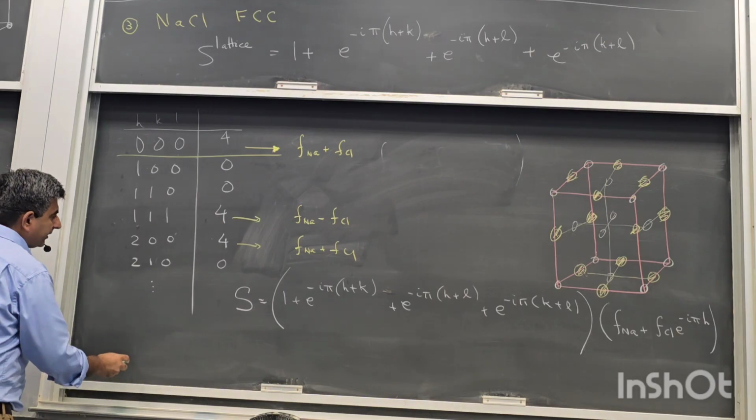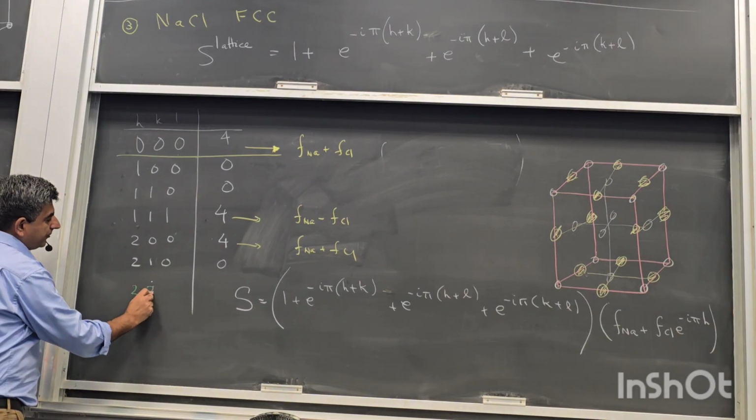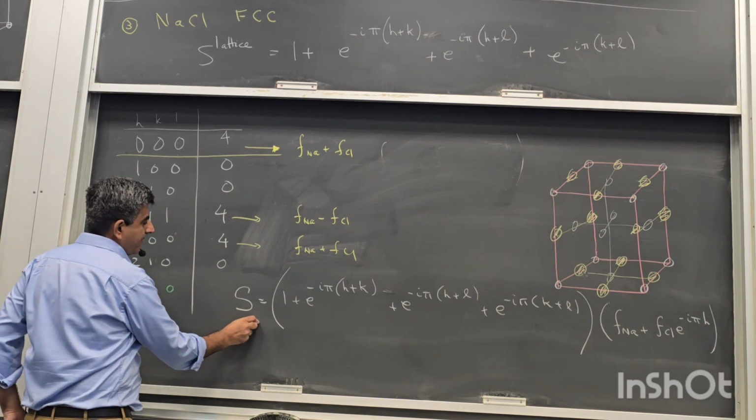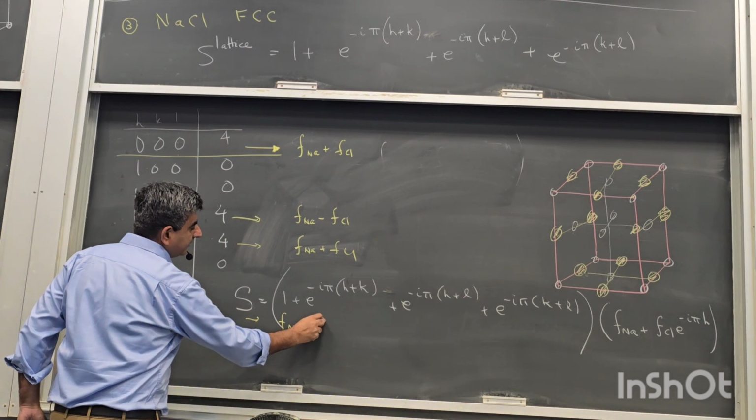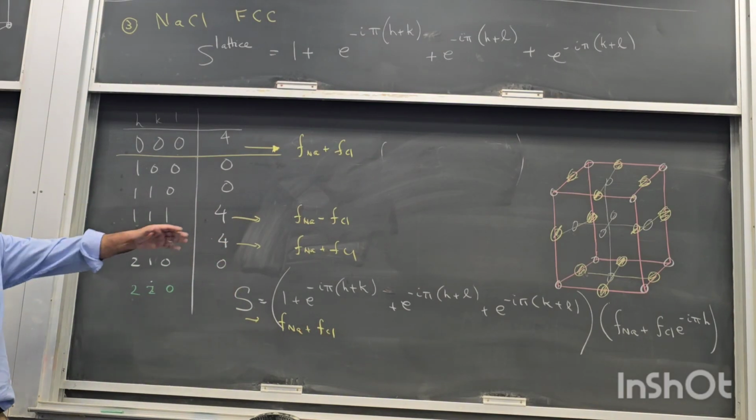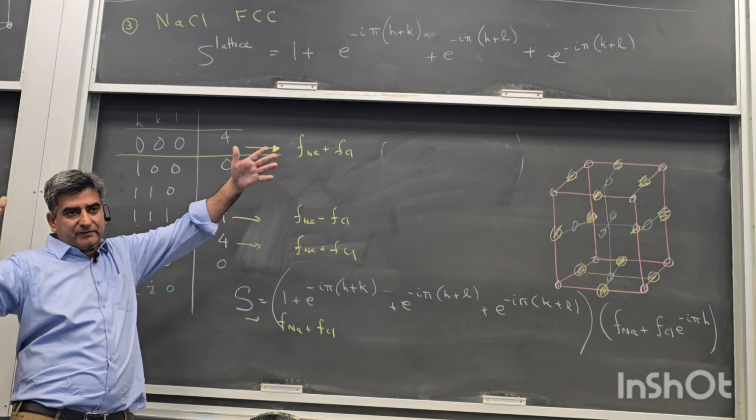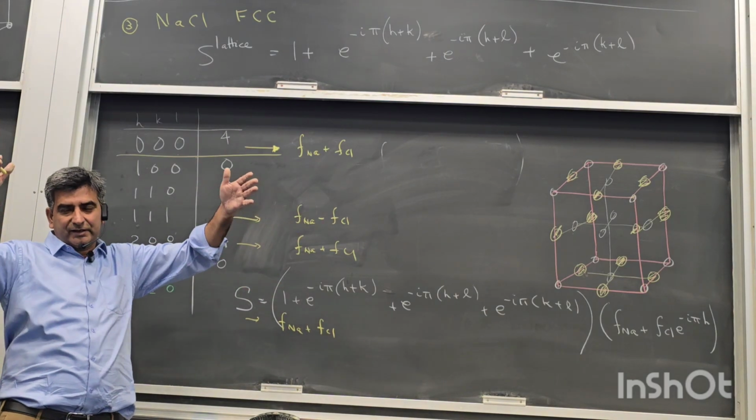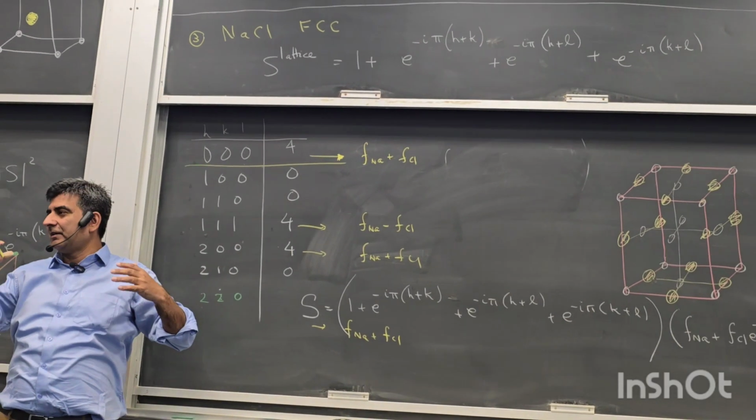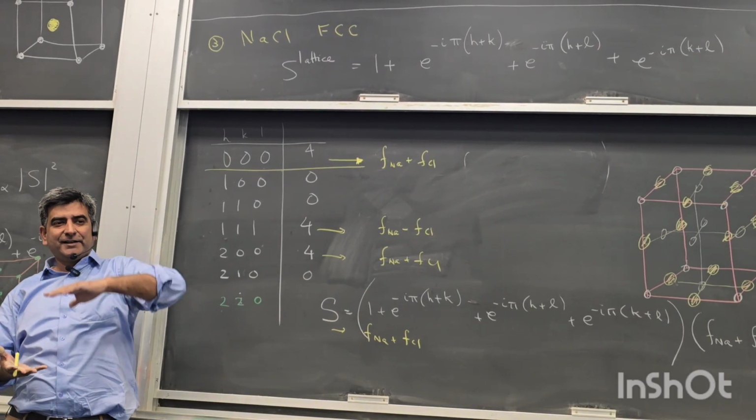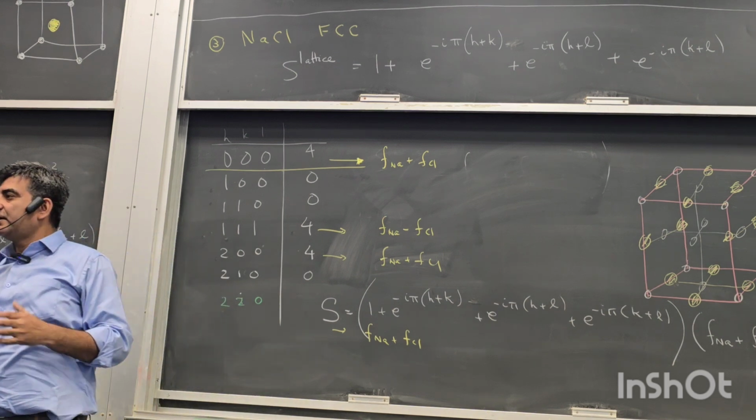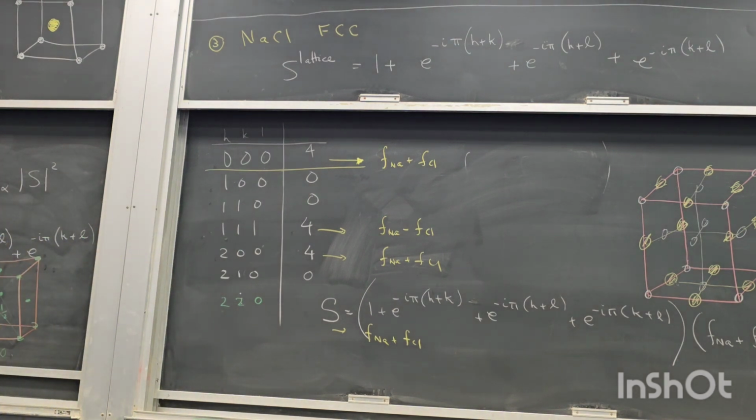Let's look at one more entry. Let's look at 2, 2, 0. Once again I get F Na plus F Cl. And now take the modulus square. This will become F Na plus F Cl, modulus squared. This will become F Na minus F Cl squared. So the peaks will distribute into two kinds of heights, one with large heights and the other with short heights. And only those reflections will exist for which the HKL values are unmixed.